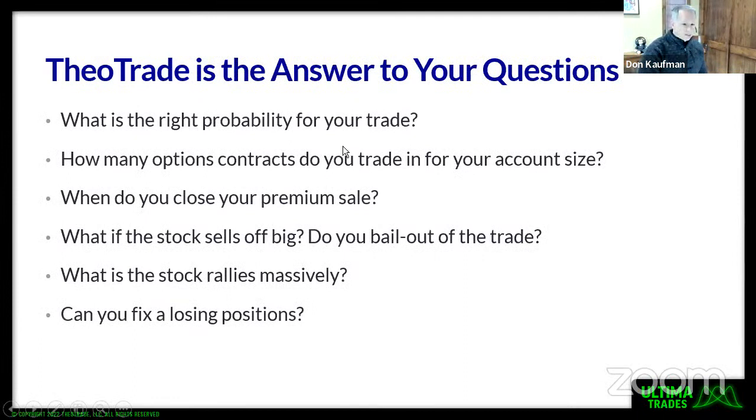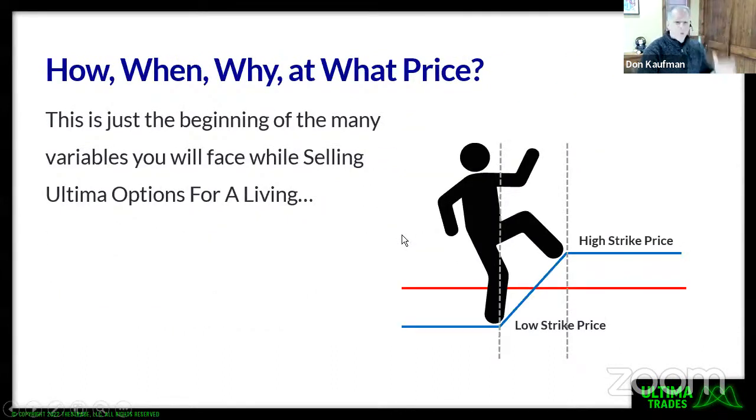What's the right probability for the trade? How many option contracts for the account size? When do you close your premium sale? What if we sell off big? Do you bail out of the trade? What if we rally massively? Can I fix a losing trade? We have the answers to those questions. How, when, why, at what price? And I'm telling you right now, it is just the beginning of the variables you're going to face while selling Ultima Premium for a living.